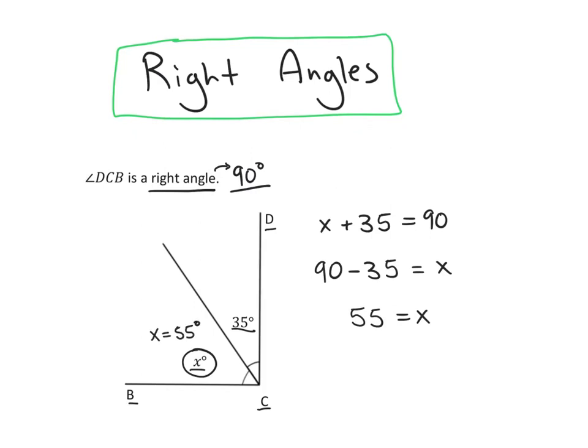We can check this by seeing if 55 plus 35 equals 90. And it does. So we've checked our work, because this x plus this 35 need to add together to make a right angle of 90 degrees. So when we use our understanding that right angles are always 90 degrees, and we have adjacent angles, which are two angles right next to each other, with one of them unknown, we can figure out what that unknown angle is.